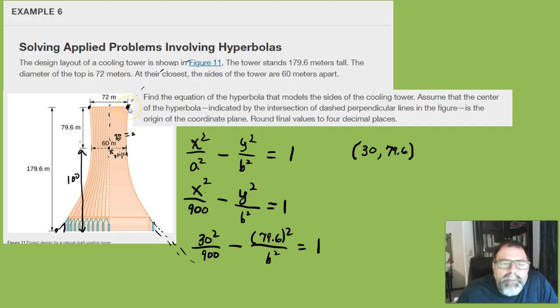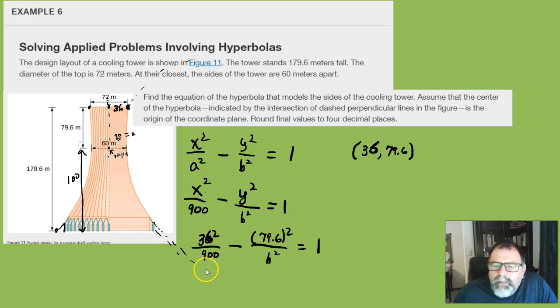I kind of assumed this was 30, but it's not 30 because they gave us this figure here. So the distance from here to that point is 36. Okay, that's where I messed up. I was like, wait a minute, 1 minus 1 is 0, we're not going to solve this. So 36 squared. This is going to be a little bit bigger than 1, and then we're going to subtract. We want to solve for b.